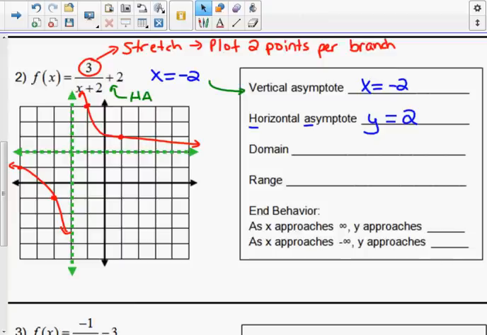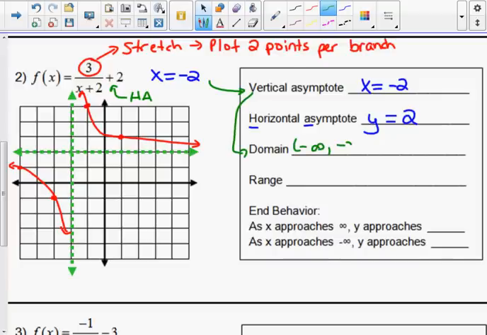Looking at the domain, we get it the same way as we do in example 1. So the vertical asymptote gives us the domain. So the domain will be negative infinity until negative 2, union negative 2 until positive infinity. The horizontal asymptote gives us the range. So we will have a range of negative infinity until positive 2, union positive 2 until infinity.